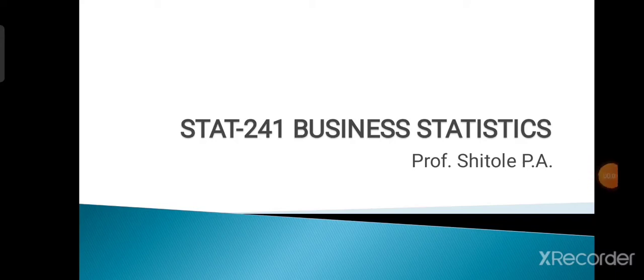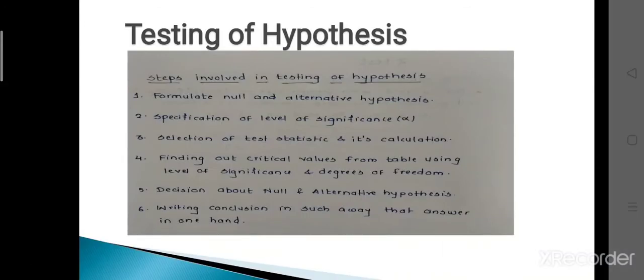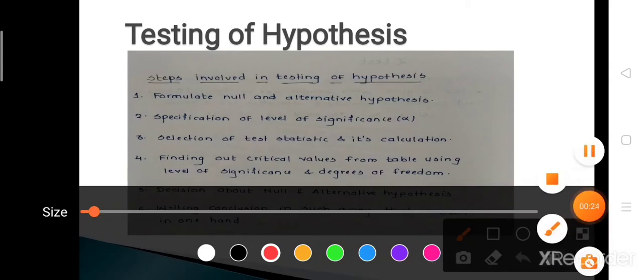Everyone. Today we are going to learn the next test in testing of hypothesis, named the student t-test. In the last lecture we have already learned the first test in testing of hypothesis, named the z-test. In the testing of hypothesis, the first step is to formulate the null and alternative hypothesis. The null hypothesis is denoted by H0 and the alternative hypothesis is denoted by H1.